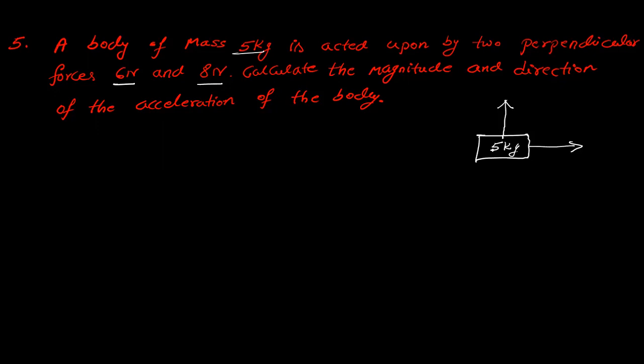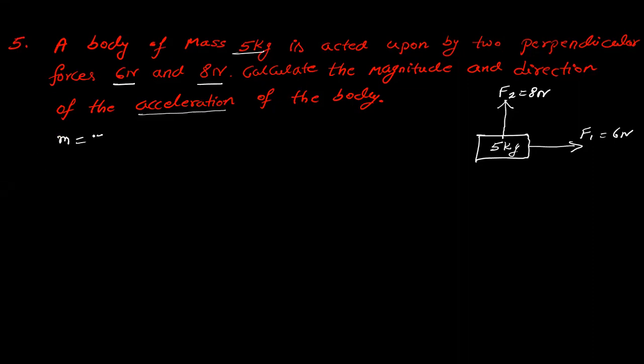Calculate the magnitude and direction of the acceleration of the body. Let this be force 1. I'll take F1 as 6 Newton and F2 as 8 Newton. The angle between them becomes 90 degrees. We have to find the magnitude and direction of the acceleration of the body. Okay, let's find out now.